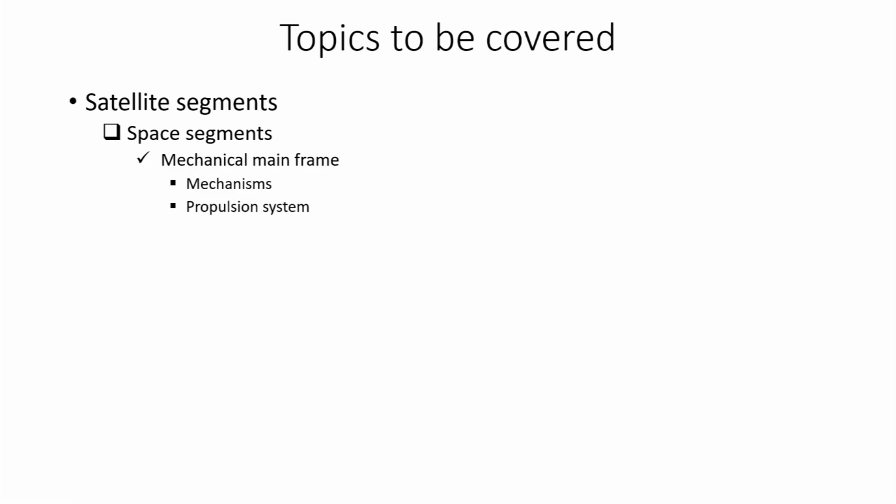Today in this session I will continue with the satellite segments. We will consider the space segment and the mechanical mainframe, one very important subsystem, that is the satellite mechanism. We will discuss that, and then the onboard propulsion system, which is also a very important subsystem of a spacecraft. Then we will go to the next topic, the electrical mainframe, and today we will cover the power system. So, mechanism.